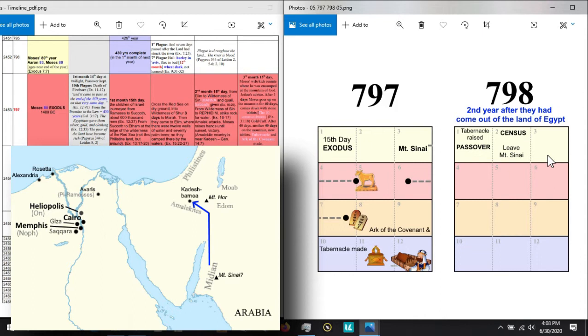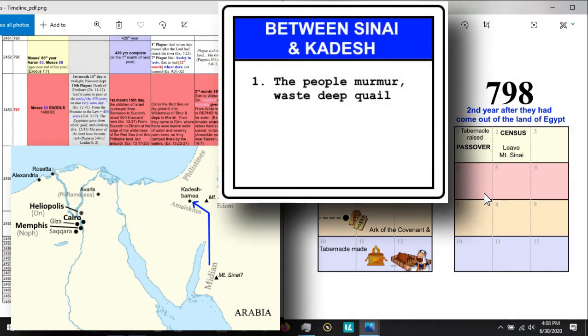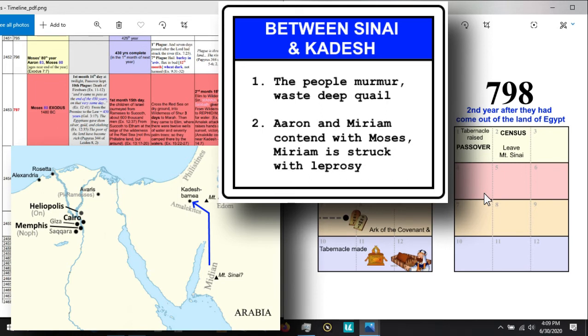We will see them in Kadesh Barnea at the first part of summer, and it's between Mount Sinai and Kadesh Barnea that they complained about the manna and said that they wanted meat to eat. So God in his anger sent them quail and said they would eat quail until they were sick of it. Also before they get to Kadesh is when Aaron and Miriam spoke against Moses, and Miriam was struck with leprosy and had to spend 7 days outside the camp before they could continue on their way.